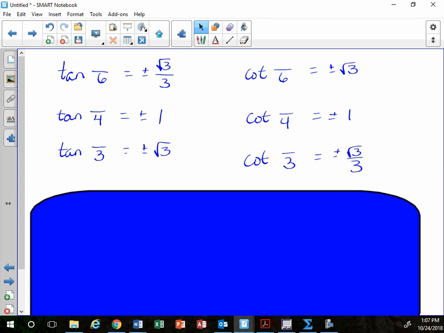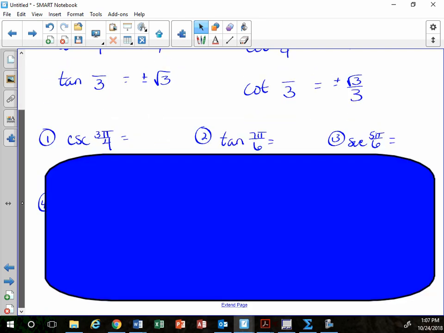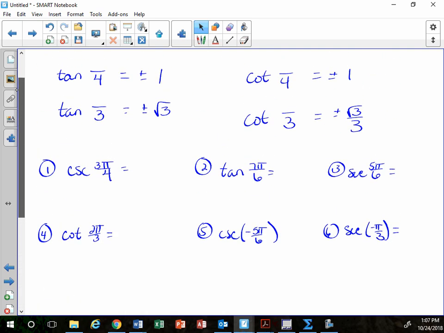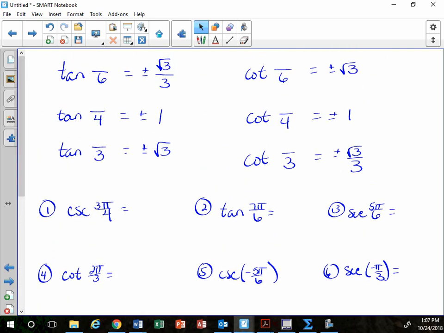All right, so once you have those, jot down what you need. Write down these 6 somewhere. You can squeeze them in somewhere. It's not like you need a lot of room to do them. And then I want you to try to figure out what those values are.